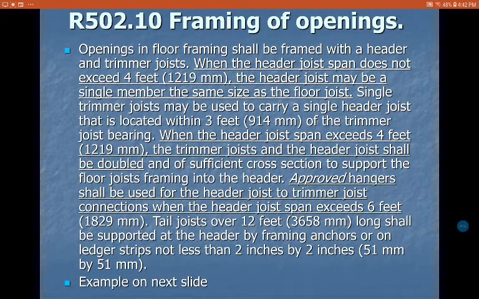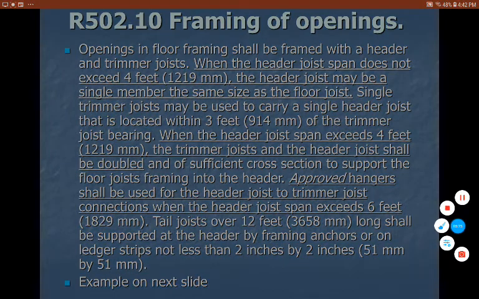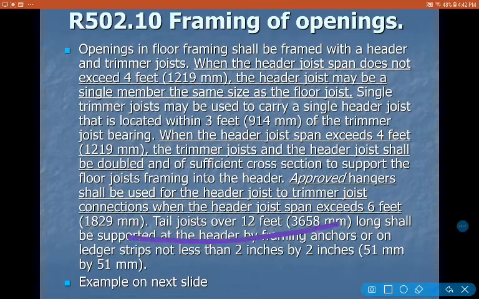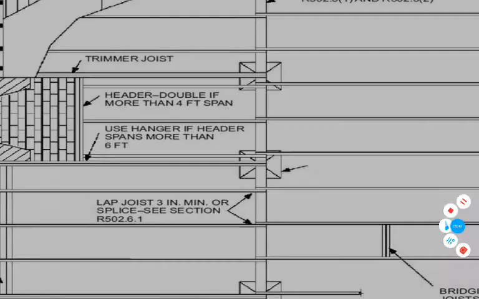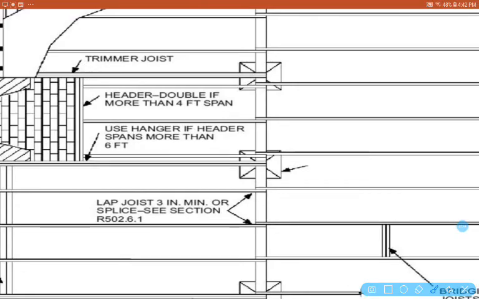And certainly not last, but what it says next is approved hangers, right here. Shall be used for header joist to trimmer joist connection when the header joist exceeds 6 feet. So let's take a look at the picture and let's make sense of that. Okay, 6 feet, and where is the location of these joist hangers? Use hanger if header spans more than 6 feet. So you got to use a joist hanger in that location.